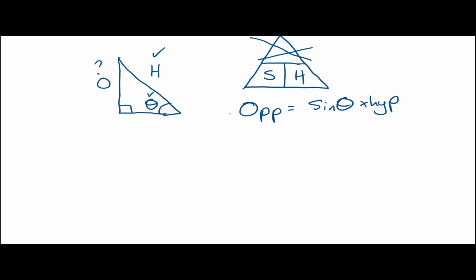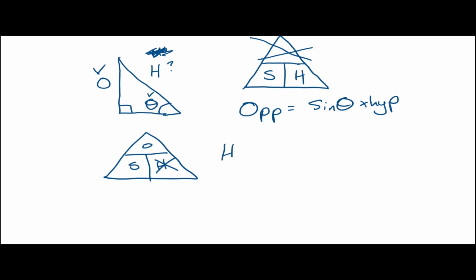Fair enough. Say though that we had the opposite side, but we didn't know what the hypotenuse side was. Well, we would come back to our triangle. I'm going to redraw it because it's a bit messy. So we're looking for the hypotenuse side, so we're going to cross that out. And now we can see that the hypotenuse side must be the opposite side divided by sine theta.